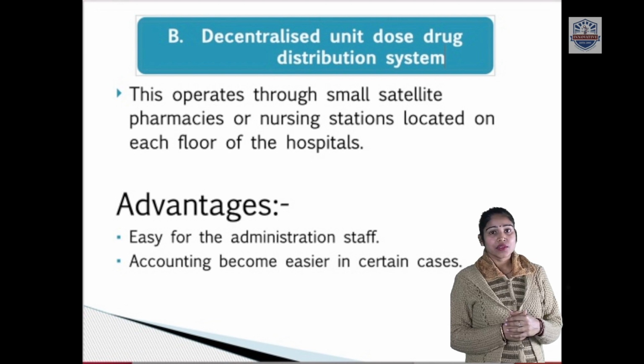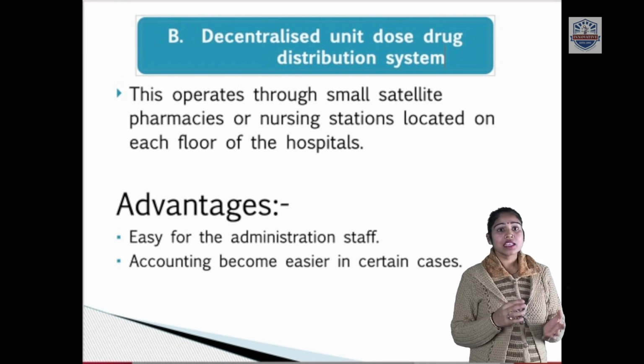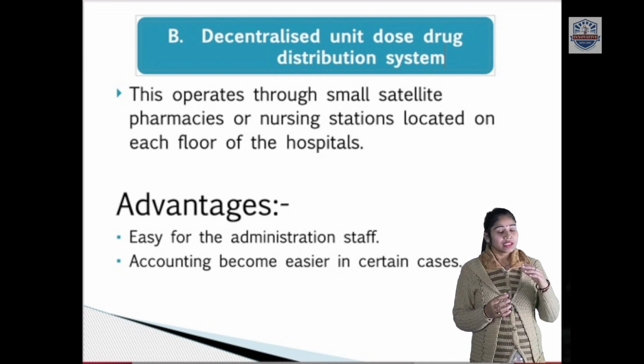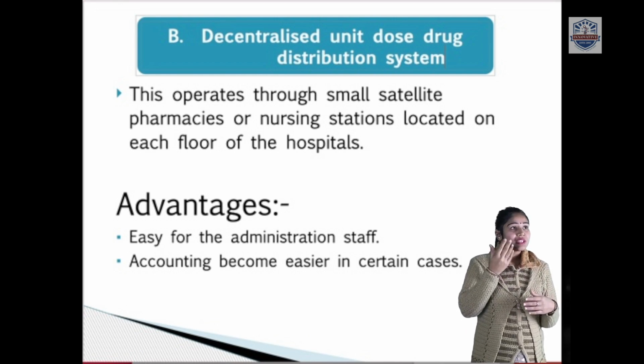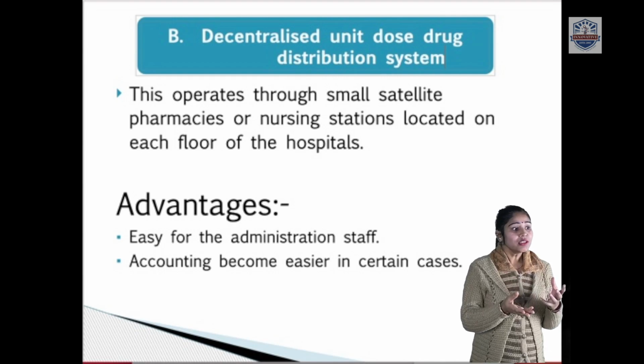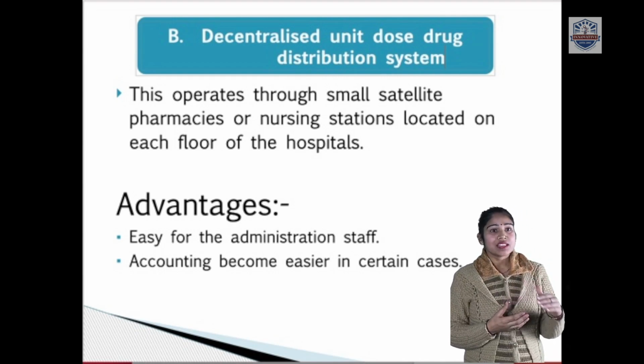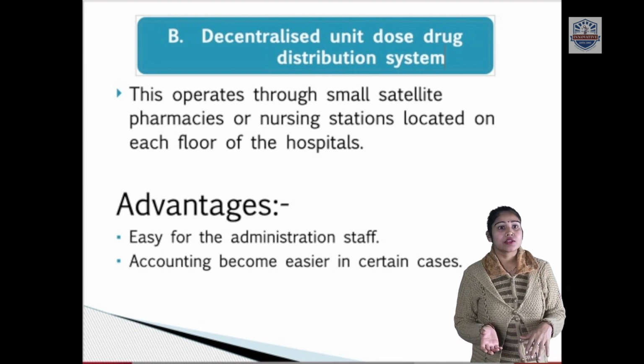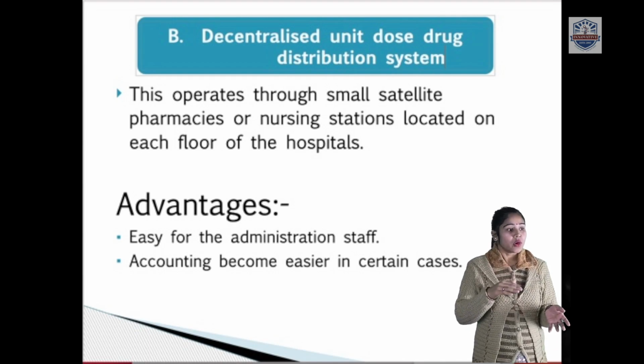Next, decentralized unit dose drug distribution system. In this system, the medicines go first to each ward and each floor and then are provided to the patient. This operates through small satellite pharmacies or nursing stations located on each floor and each ward.